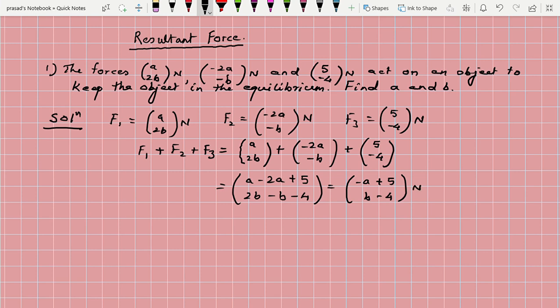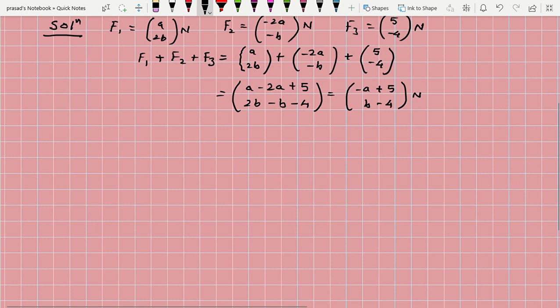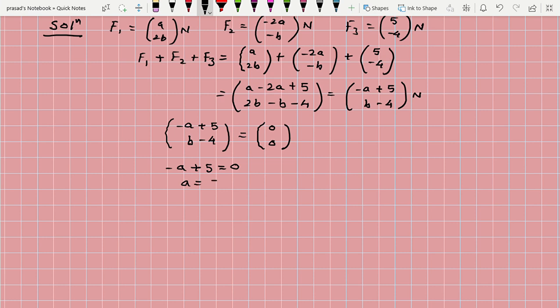And since the object is kept in equilibrium, that means this resultant force (-A plus 5, B minus 4) is 0 Newton. That means I will equate it to the column vector (0, 0), which gives negative A plus 5 equal to 0, or that is A is equal to 5, and B minus 4 equal to 0, that is B is equal to 4. So the value of A is 5, value of B is 4.